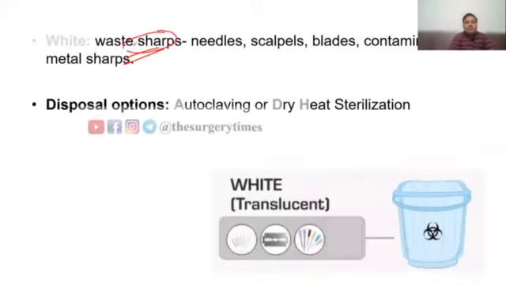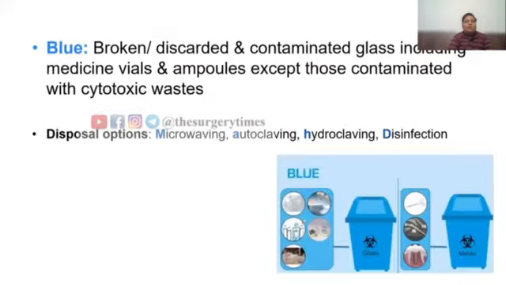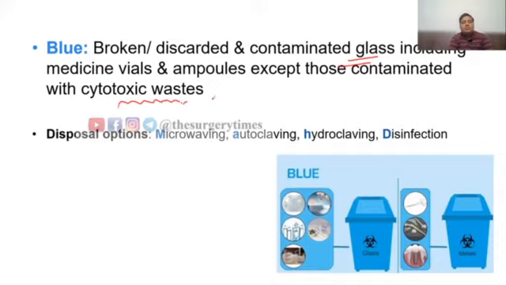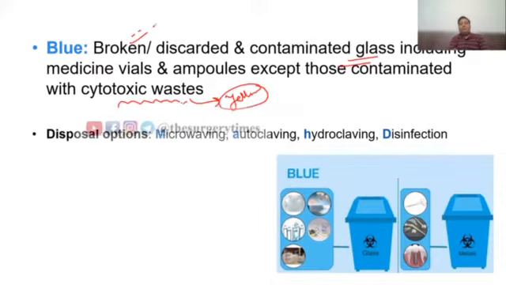Okay. Now next is white. White is waste sharps, mainly blades, BP blade also. And what are the disposal options? ADH. These materials can be put in the autoclave. Remember. Now blue. Blue is broken or discarded glass, and those contaminated or cytotoxic go to yellow. If without cytotoxic and broken, okay, broken glass again comes like sharp but glass. All these are in the blue.